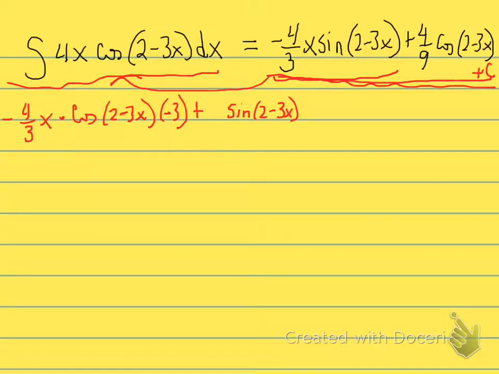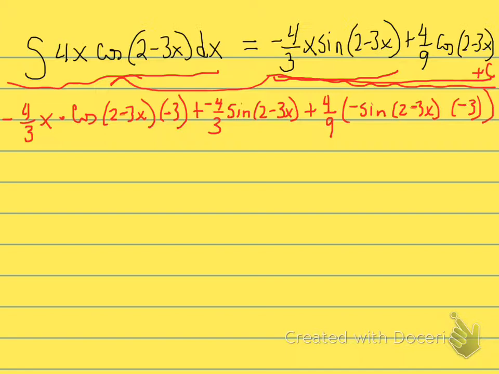So there's first times derivative of second plus second times the derivative of the first, which would just be negative 4/3, plus 4/9 times the derivative of cosine 2 minus 3x, which will be derivative of cosine is negative sine 2 minus 3x times, okay, and here's a chain rule, derivative of negative 3x will be a negative 3.